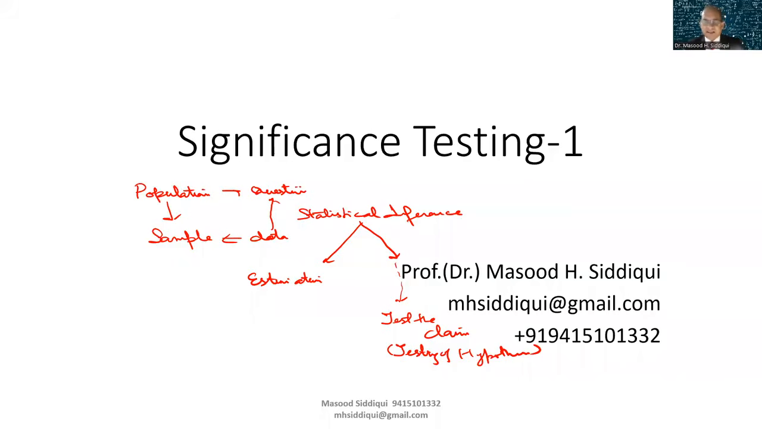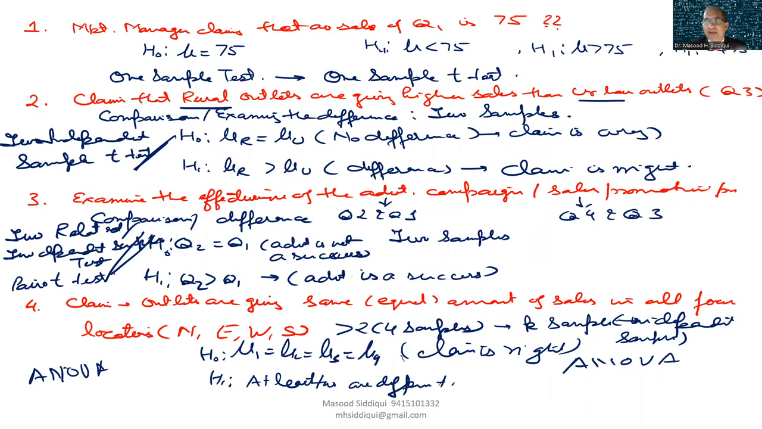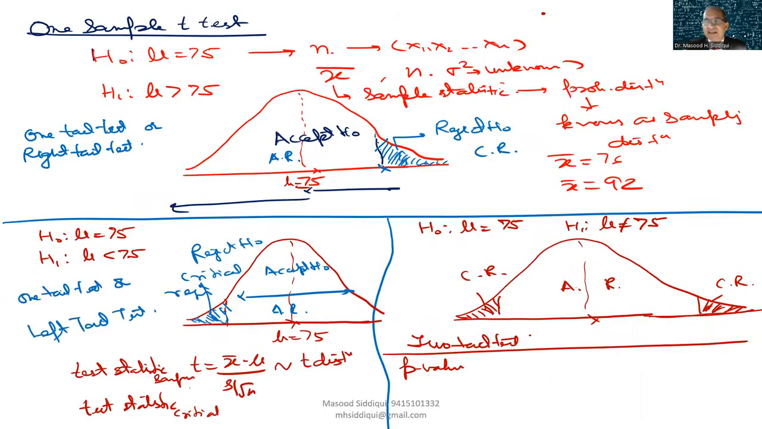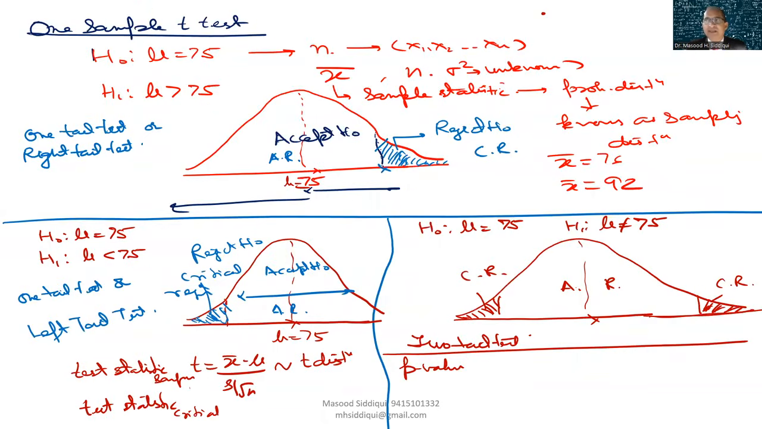Hello, participants. Remember, earlier we were discussing testing of hypothesis or significance testing. In this part, first I covered the concepts that are related to testing of hypothesis. After that, I introduced the four situations that represent the different types of tests, like one sample test, two sample tests, and more than two sample tests.